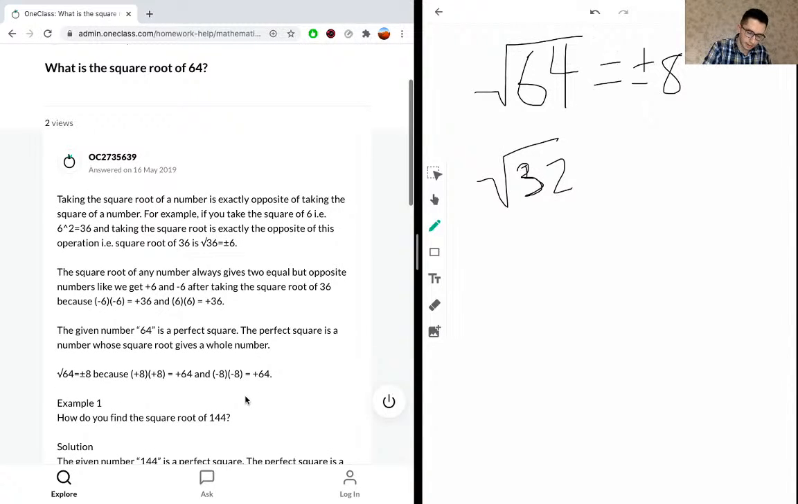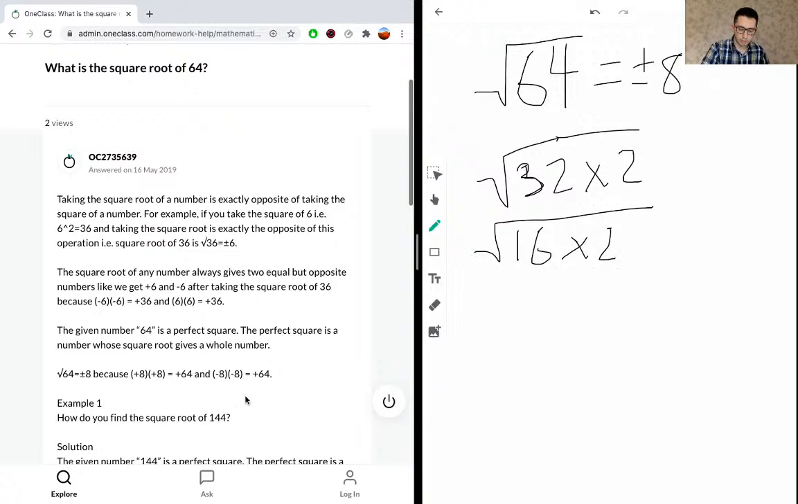And you can say that 2 times 32 is also 64. And then you can also say 16 times 2 times 2. So you can split this up into factors of 2 and evaluate simpler numbers. Maybe you don't know what the square root of 64 is, but you do know the square root of 16 is 4. So you can pull that 4 out in front, and then 2 times 2 is just 4.